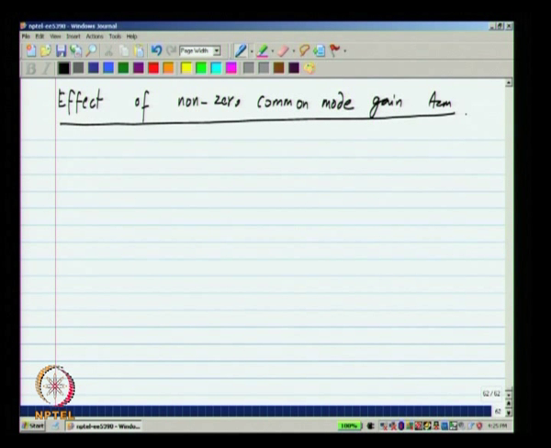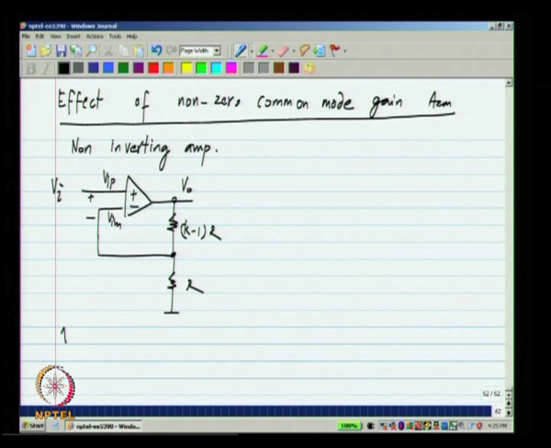As I said, ACM should ideally be 0. In reality, it is much smaller than A naught, the differential gain, but non-zero. Let us take the non-inverting amplifier.